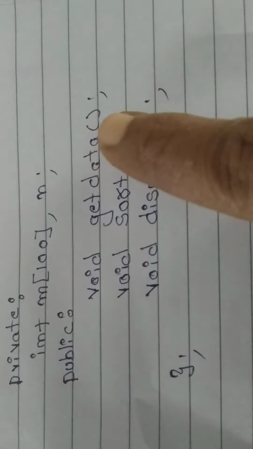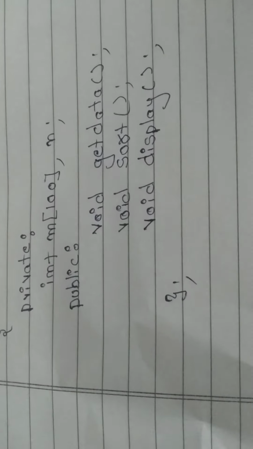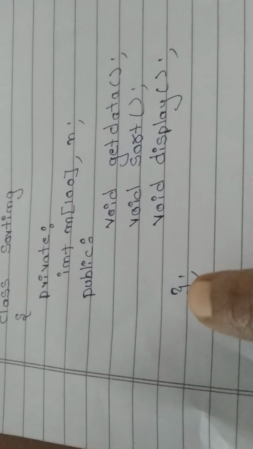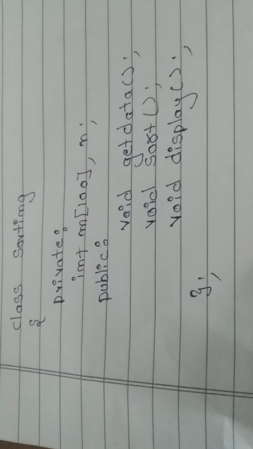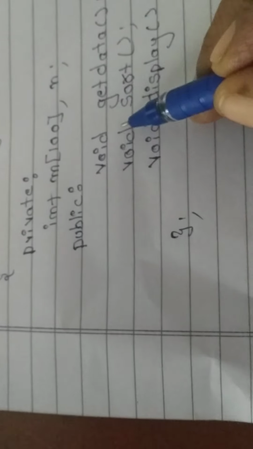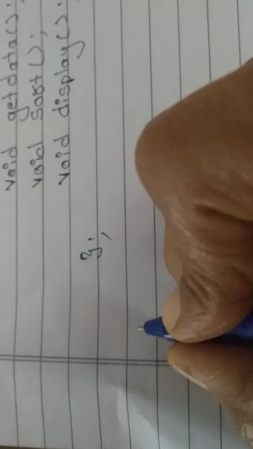Return type, function name, argument list. In the 7th chapter I taught you, no, if the functions are very small, we will define them inside the class. If the functions are very big, we will define them outside the class. In order to sort the elements, we have to get the data, no. So whatever functions we declared inside the class, let us define them outside the class.